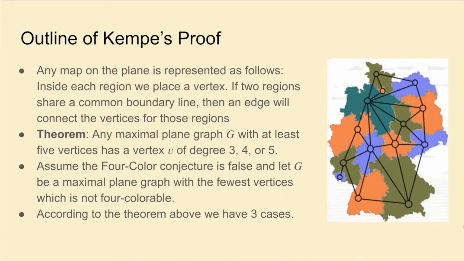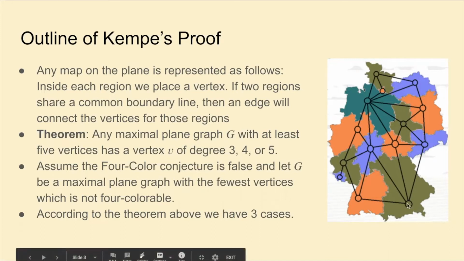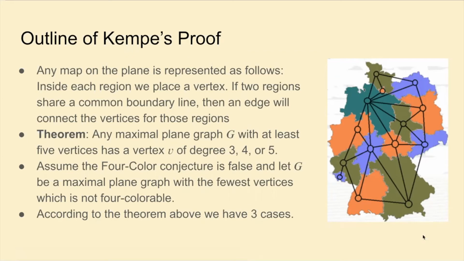Any map on the plane is represented as follows. In each region, we place a vertex. If two regions share a common boundary line, we use an edge to connect the vertices for those regions. An important theorem to note is any maximal plane graph G with at least 5 vertices has a vertex V of degree 3, 4, or 5.